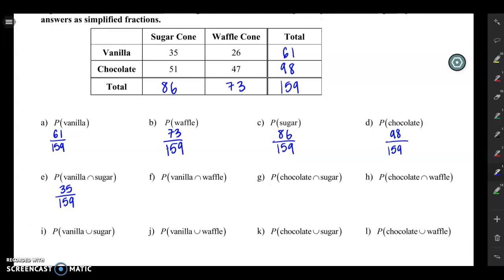If I'm looking at the people that ordered vanilla with a waffle cone, the vanilla intersect waffle, it's going to be the 26 people that ordered vanilla ice cream in a waffle cone. I'm going to hit pause in this video and let you fill in the next two. Go ahead and hit pause and then turn it back on when you have an answer and double check your answers. All right, hopefully you got 51 out of 159 and 47 over 159.